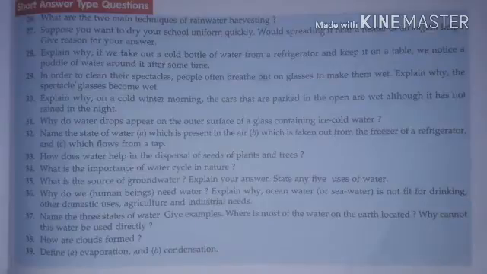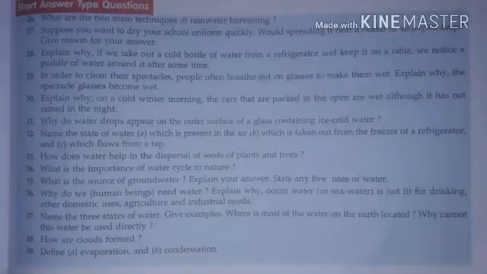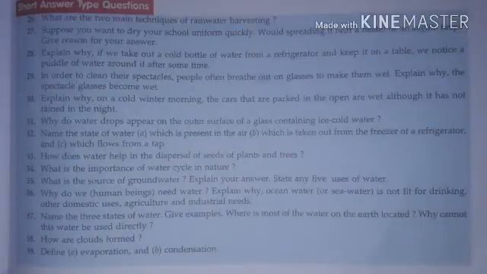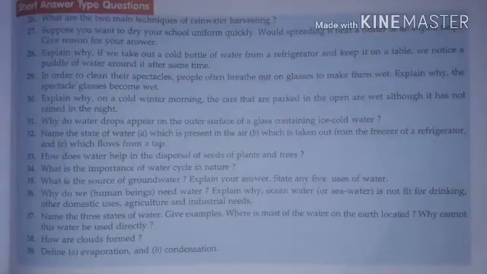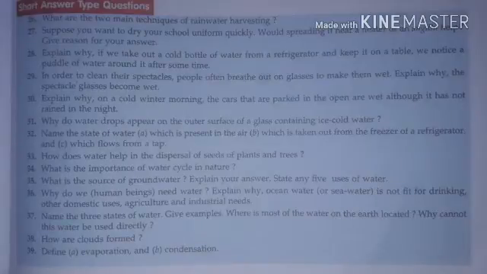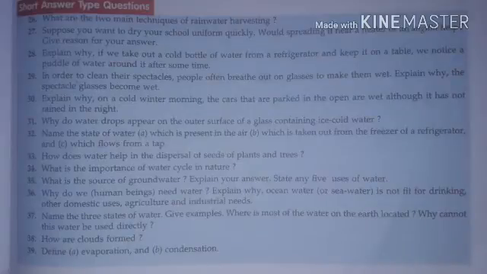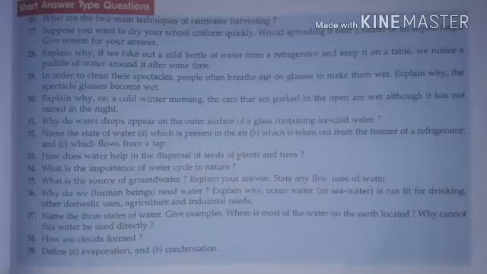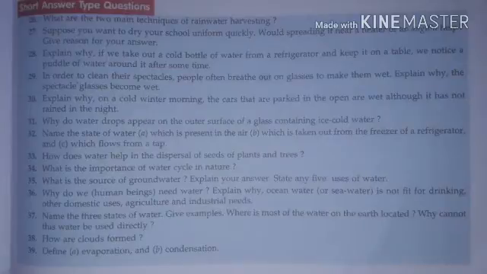Next, why do water drops appear on the outer surface of a glass containing ice cold water? Just now we explained about the water bottle. So like that, when it is ice cold water, then what happens? The object is very cool. The vapor present around the glass containing ice cold water, because of its coolness, the surrounding vapor becomes cooler, and upon condensation they appear as water drops around the glass. So that is the reason behind that. It is also the condensation process.